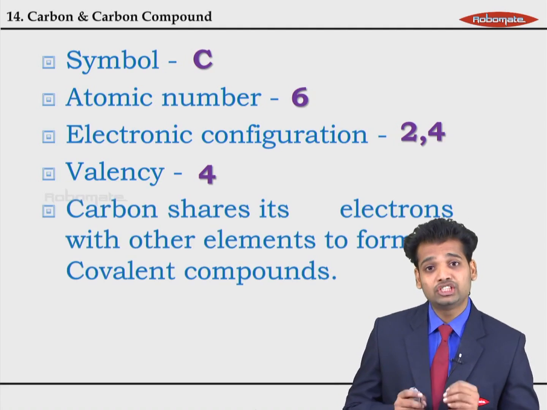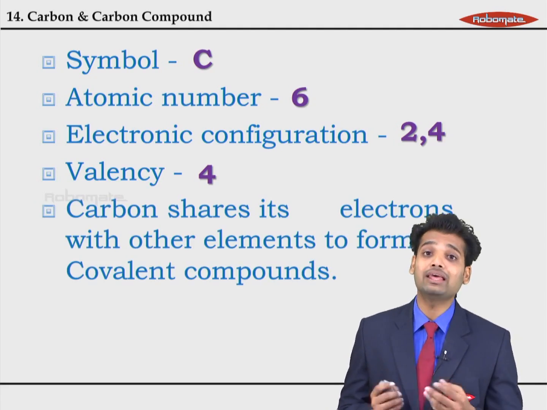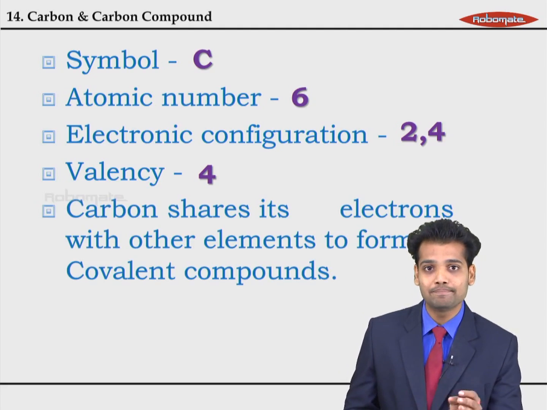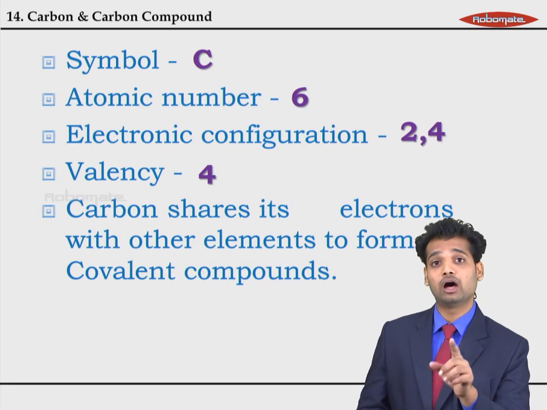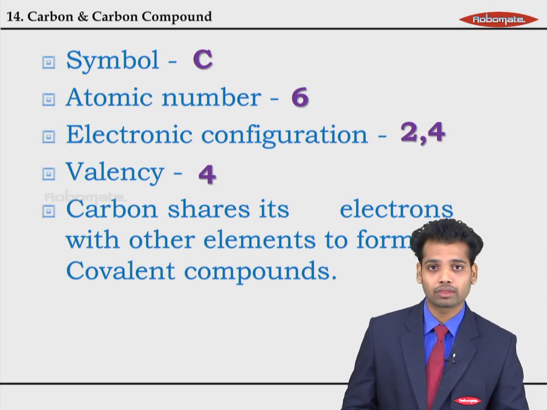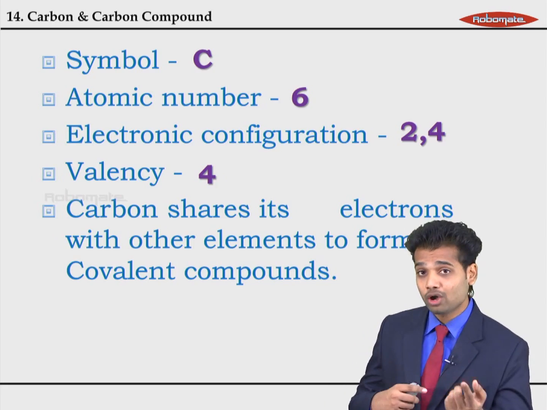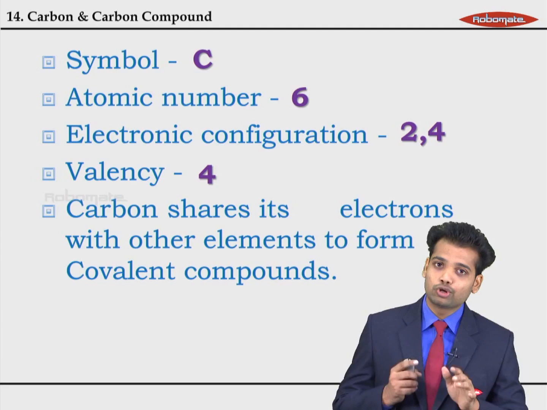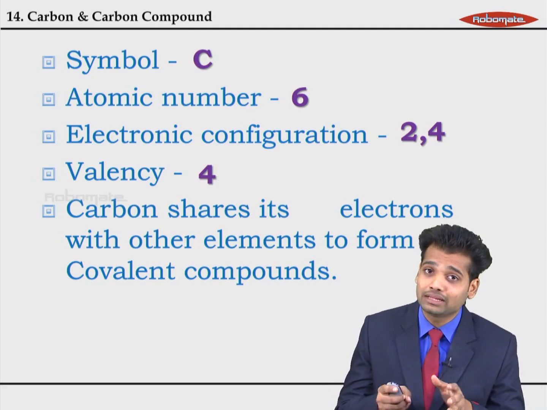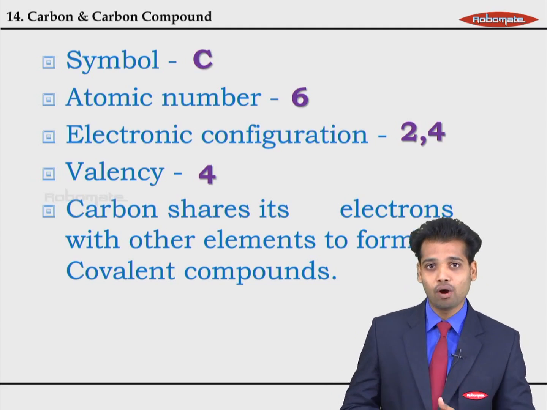Now, carbon shares its electrons with other elements to form covalent compounds. Whenever an element shares its electrons, it becomes a covalent compound. But if the element donates or accepts electrons, it becomes an ionic compound. So carbon is one of the very few elements which form these covalent bonds.